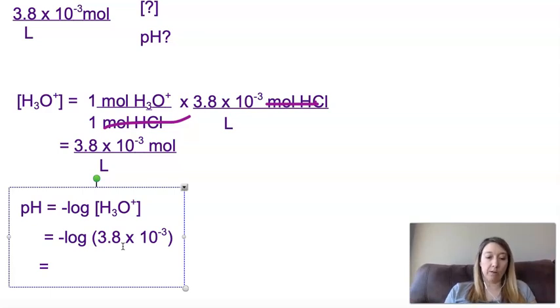So let's actually calculate what this is. We're going to do negative log. Oh, I'm in some weird setting on my calculator.